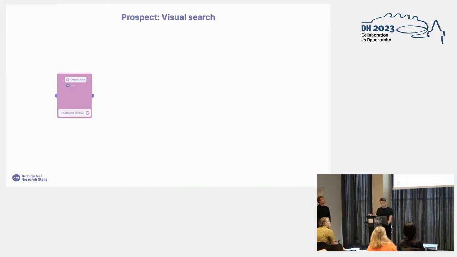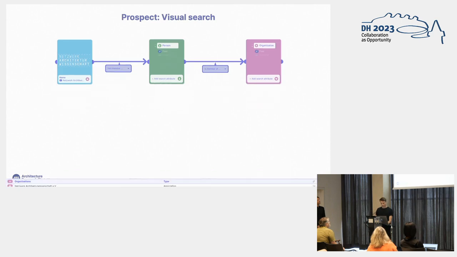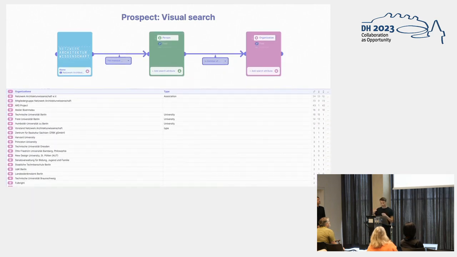And we want to extend this concept on the idea of visual search. I'm going to have to go through this a little bit faster. We can have abstract search patterns realized through graphs. So we can start with an abstract organization, specify it by giving it a name, in this case, the Network for Architecture Research, which is an actor in our database. And then we can add relations. So for instance, what we see here is an abstract pattern that describes all organizations that members of the network are affiliated with. So if you understand this as a pattern for search, what you get ultimately is a list of all the organizations that the network is affiliated with indirectly through its members.